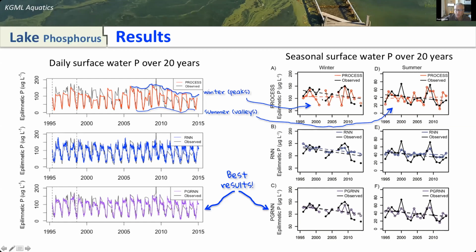The recurrent neural network did a better job of picking up the long-term trend, although it didn't quite get it here, but definitely missed some of the important changes we're seeing in summer over the 2 decades. And the PGRNN, or the KGML approach, pretty much nailed the long-term trend and gave us the best dynamics in the system. So what did we learn?